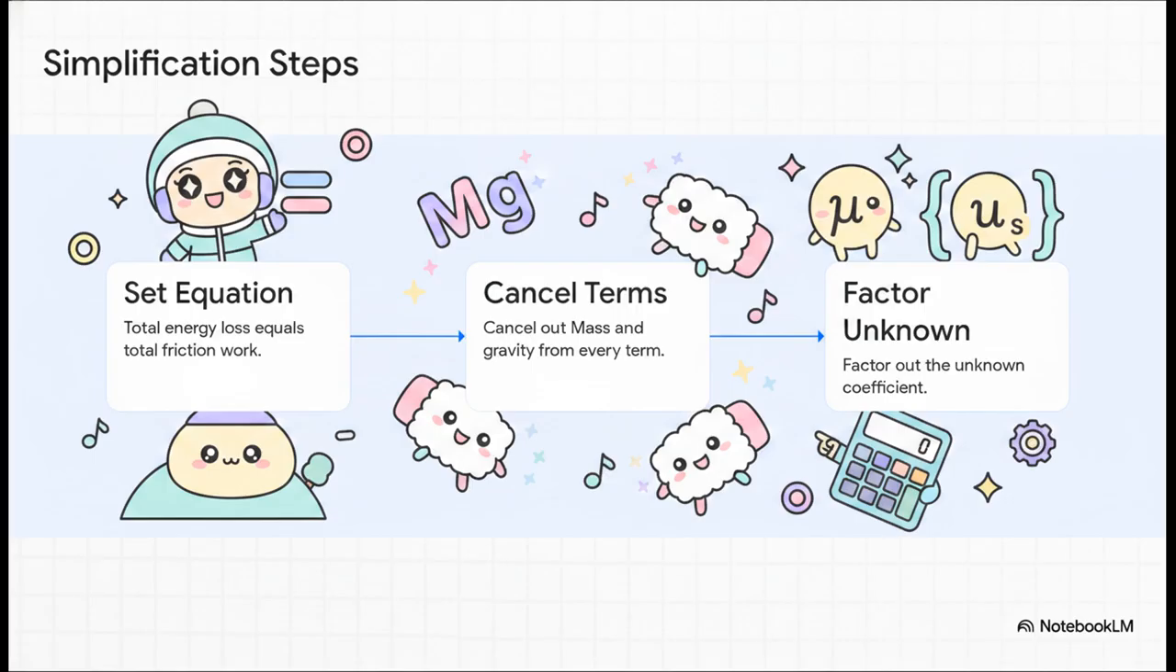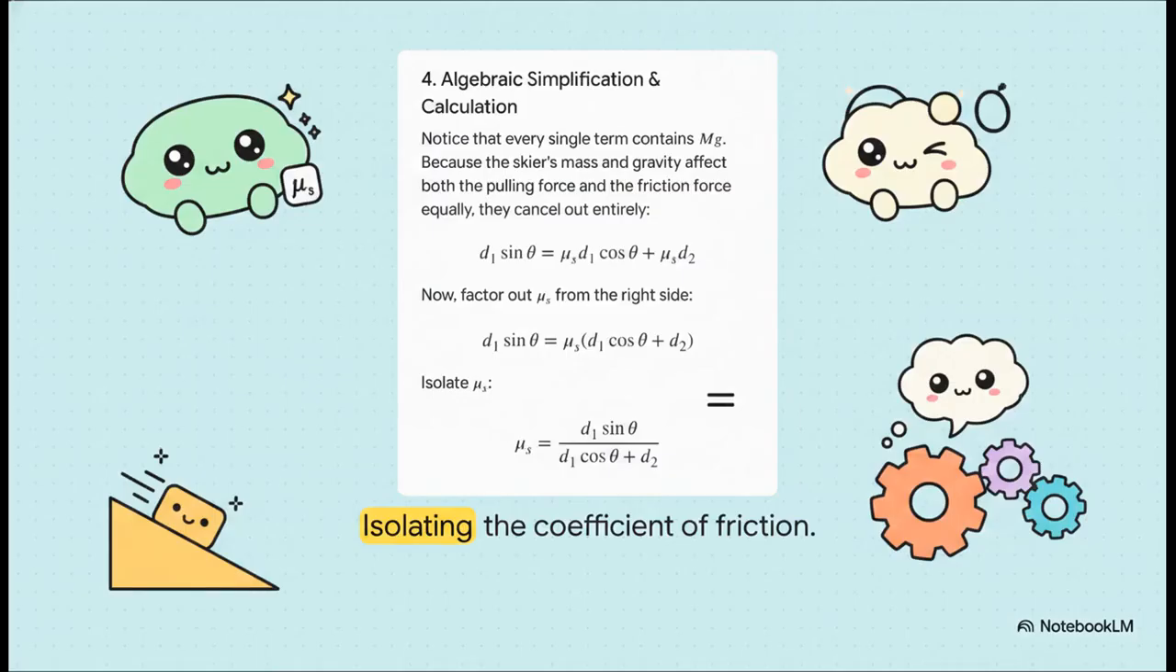Then step 3, we simply factor out our single unknown, mu sub s, to isolate it. Just take a second to appreciate the beauty of this isolated formula before we throw real numbers into it. Once we factor out mu sub s on the right side and divide to isolate our unknown, we get this beautifully clean mathematical truth. Mu sub s equals our downward distance divided by our combined friction variables. It is such a perfect, neat distillation of the physical world right there on the screen.